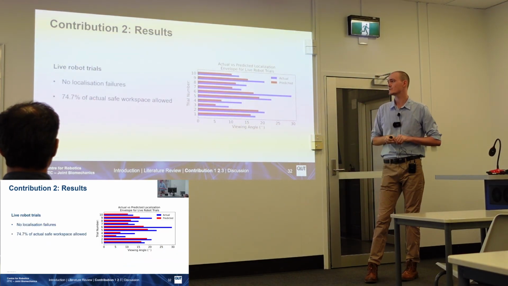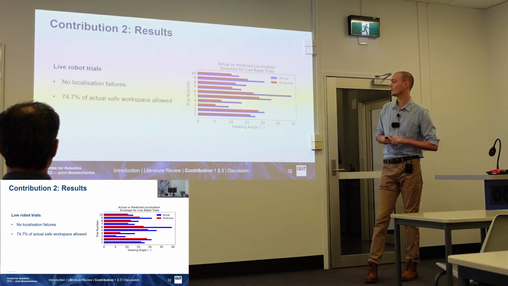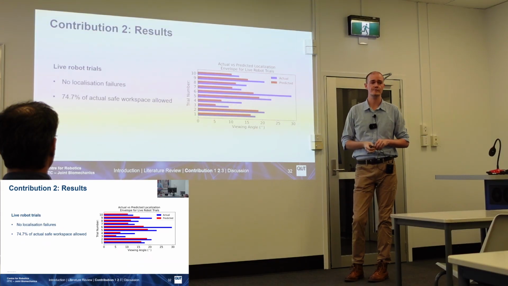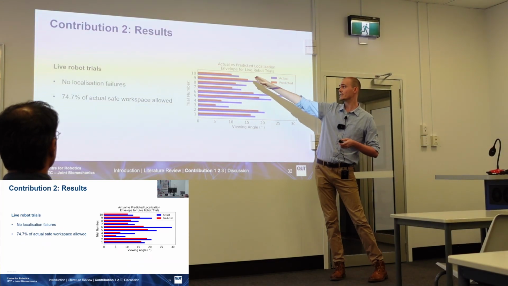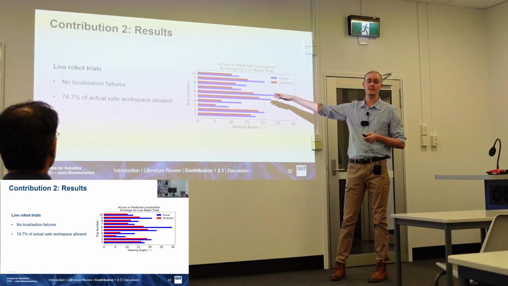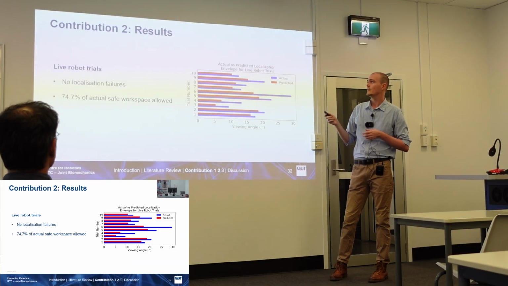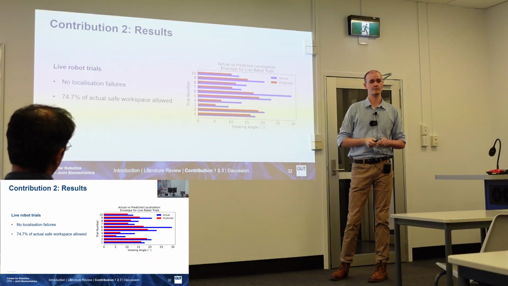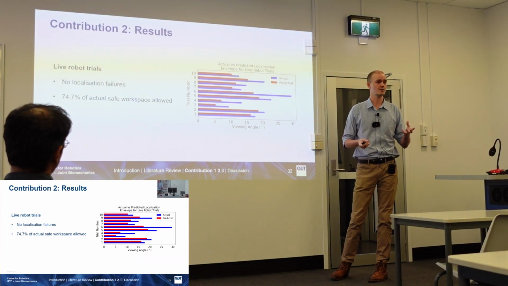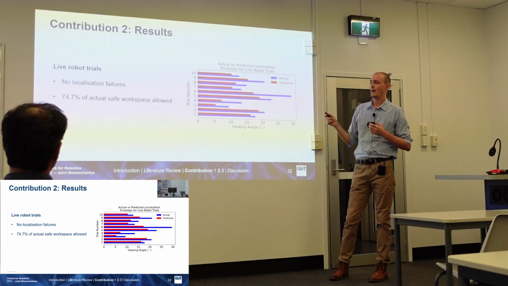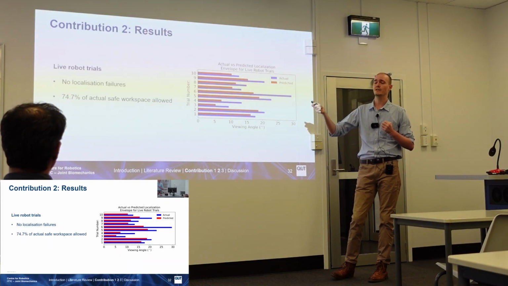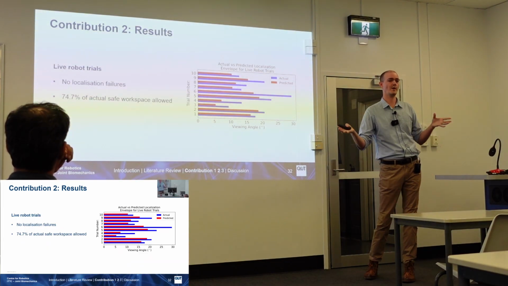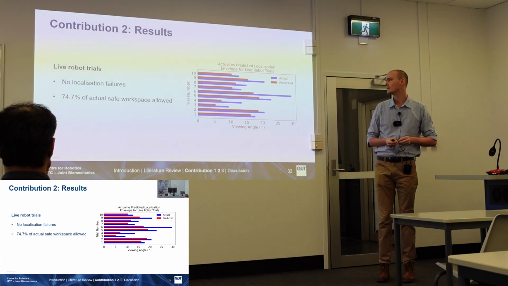This plot here shows the results for our live robot trials. So we can see the amount of trajectory that the robot was able to traverse across, with red line being predicted points of failure and the blue line being the actual points of failure. Using our approach, the robot was not allowed at any point to reach a localization failure. So that's the equivalent of a zero incursion rate, so no errors, which is good. And we also achieved nearly 75% of the actual safe workspace usage. So that's 3/4 of the way to actually reaching failure.